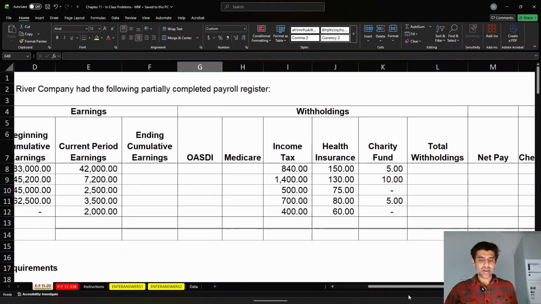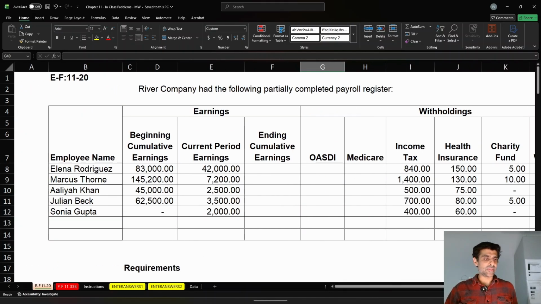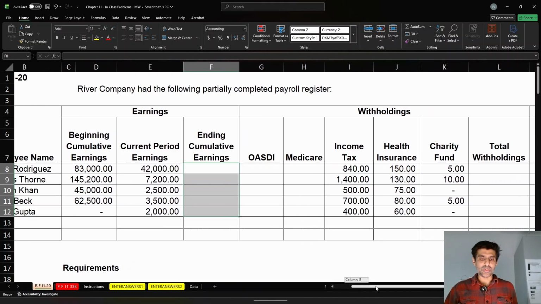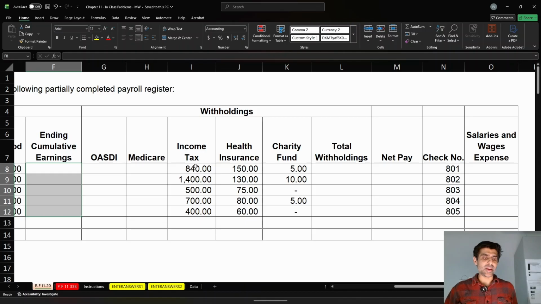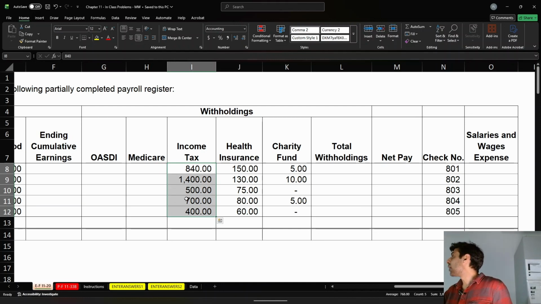You're basically given one of these payroll registers. So you have these 5 employees. You have their beginning earnings, how much you're getting paid in the current period, and so your job will be to fill out the rest of this. Some of this is given. We kind of gave you the income tax withholdings, insurance, how much they contribute to charity. You can now use your Excel skills and your new knowledge of payroll tax to fill out the rest of this stuff.